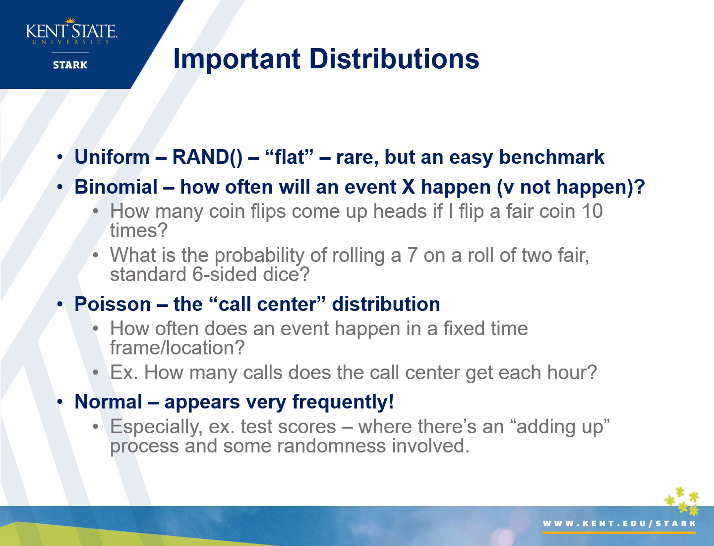The fourth distribution is probably the most important, and we'll be using it a lot this semester. It is the normal distribution, and as the name implies, it appears pretty frequently. This distribution tends to show up whenever there's an adding up process with some level of randomness involved. So test scores, which are the total of scores on a number of individual questions, tend to be approximately normally distributed, as do height and weight. In fact, there's a tendency for both binomial and Poisson distributions to tend toward normality as the number of observations increases. So let's take a look.